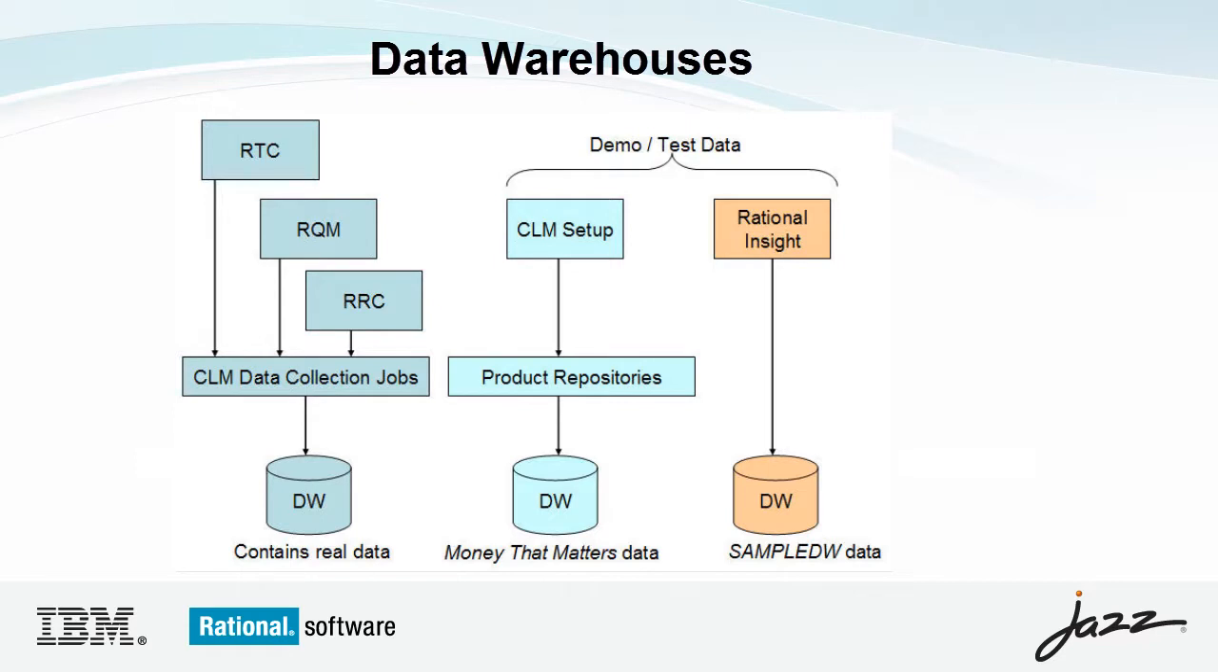Also, if you have Rational Insight, then you may have a sample data warehouse called sample DW that you can install during the Insight installation. But again, the question is there. How do you manipulate the Cognos data source to be able to report off one or the other?